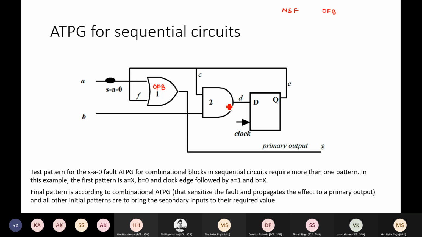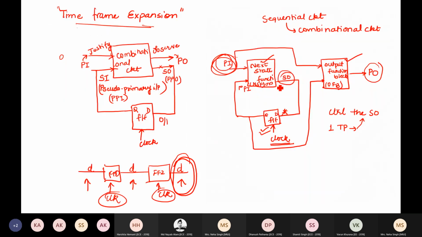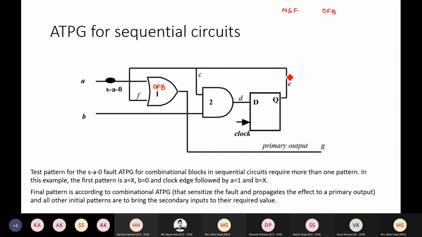Look at the AND gate. AND gate is getting one of the primary inputs B, and another input of the AND gate is obtained from the output of your flip-flop. But the output of this AND gate is not observable. I am not able to get it at the output. It means which block this represents is NSF. I am getting a primary input, I am getting a secondary input, but the output of this block is not observable directly, right? So this becomes my NSF.